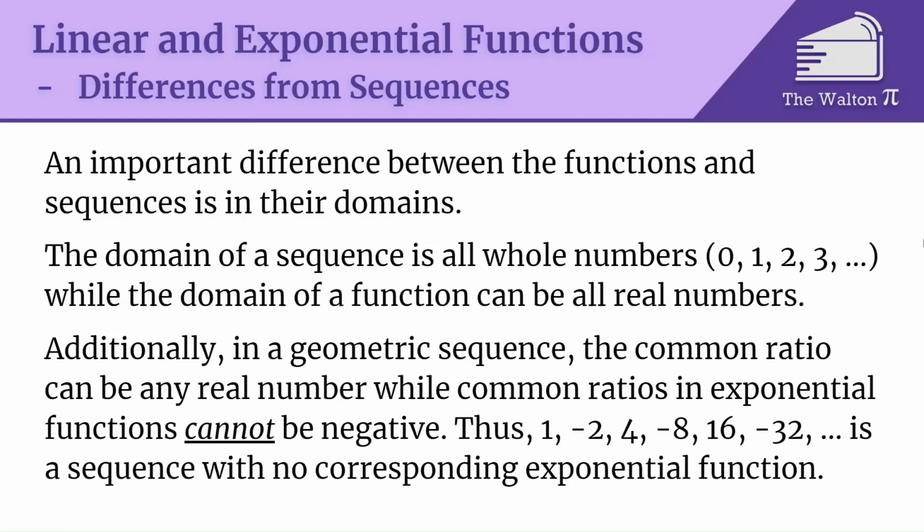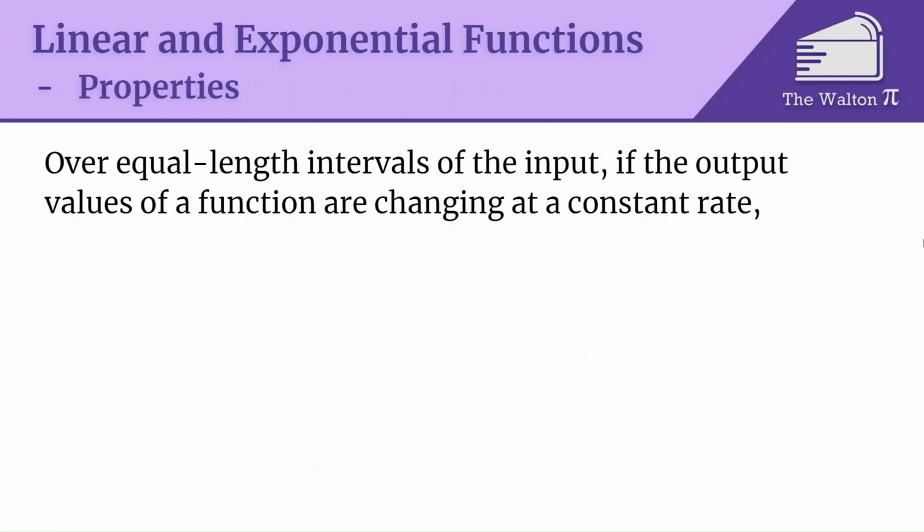Thus, 1, negative 2, 4, negative 8, 16, negative 32, where the common ratio is negative 2, this is a geometric sequence with no corresponding exponential function. Okay? Subtle thing. The common ratio in sequences can be anything, while the common ratio in exponential functions has to be non-negative.